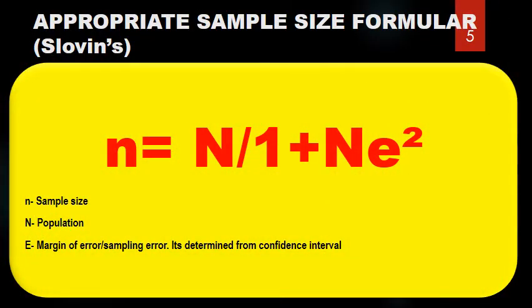Slovin's formula of determining sample size. Now, as I've noted before, you don't just pick a sample size, you pick a representative or an appropriate sample size which will reflect the characteristics of the population. So this equation is a simple equation of Slovin's where n denotes the sample size, capital N denotes population, and E is the sampling error. So this equation takes into account the sampling error so that you come up with a representative sample size.